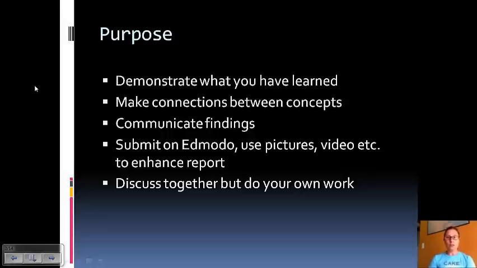Because they're electronic, feel free to take pictures with your cell phone and insert those in place, maybe of a description of a piece of equipment. You could take a video. Anything that you want to do is pretty wide open because it's electronic.